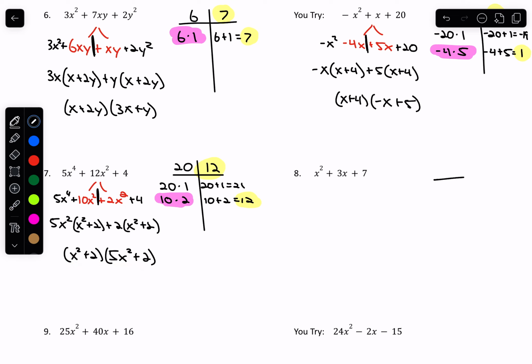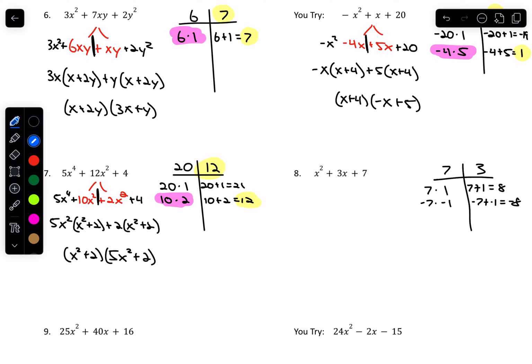All right, number 8. This one's back to being a pretty easy one. We are going to try to find two things that multiply to give us 1 times 7, which is 7, and add to give us 3. So I might try 7 times 1, -7 times -1, and when I add those up, 7 plus 1 is 8, -7 plus -1 is -8. And then I start to wonder, what did I do wrong? Because I can't think of anything else that multiplies to give me 7. Well, I'm not wrong. Okay, what's happening here is that this is not factorable.